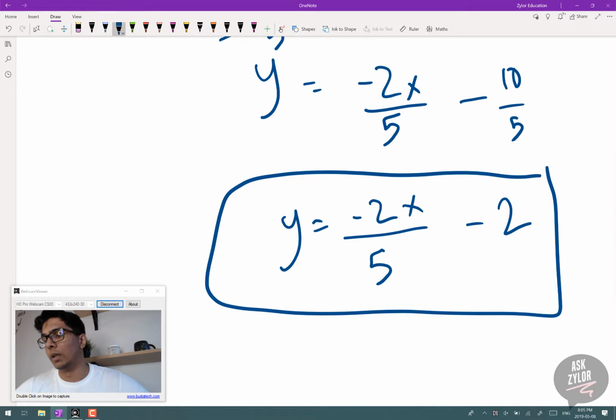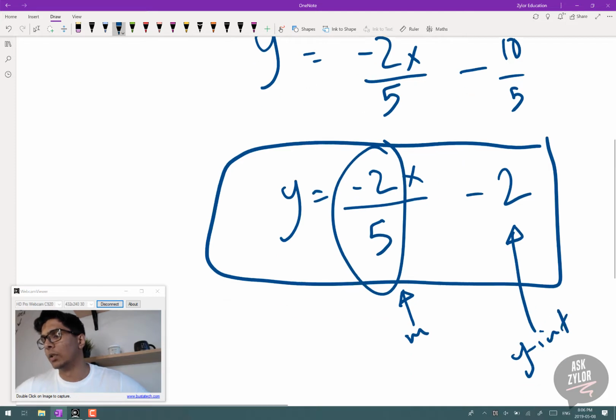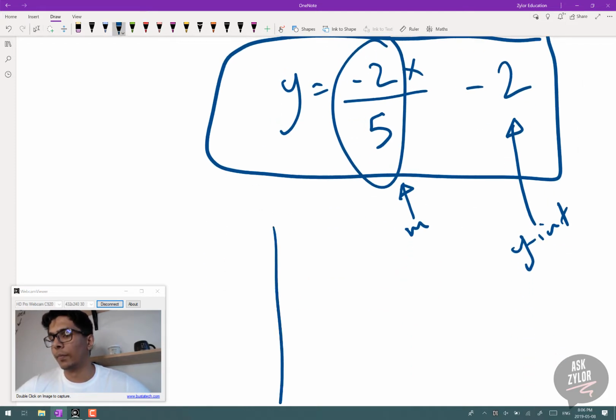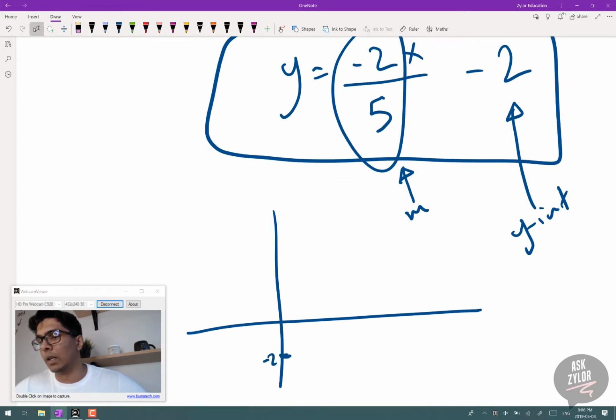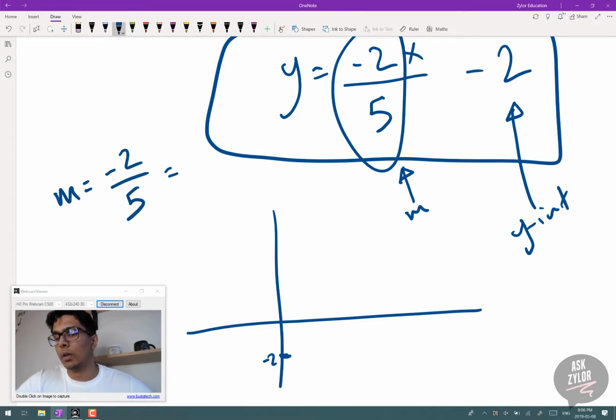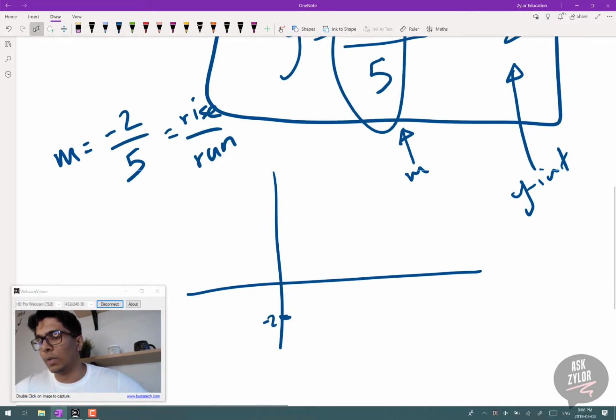The slope will be the coefficient of x, so this is my slope, and this is my y-intercept, right? So if we're asked to plot this, I know my y-intercept is negative 2, and the negative 2 over 5 tells me the rise and the run, so my slope is negative 2 over 5. So if the run is 5 and the rise is negative 2, that means for every 5 values I move to the right, I'm going to go down by 2.